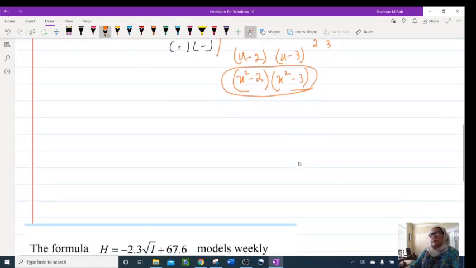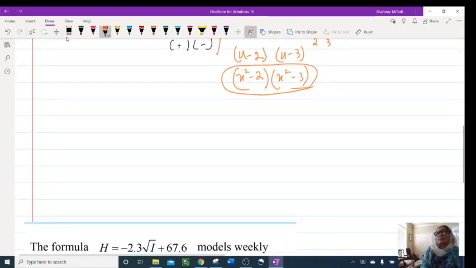Okay, let's do absolute values. Equations involving absolute values.